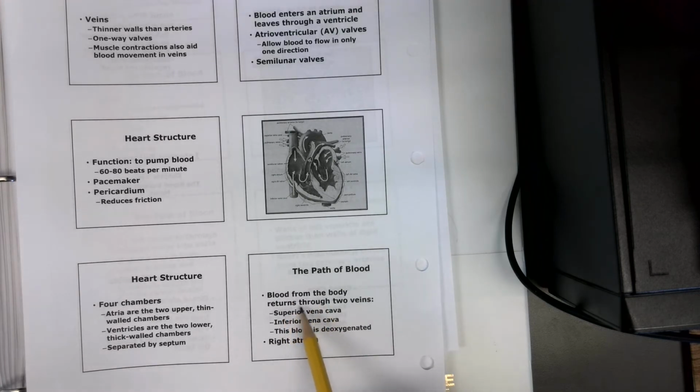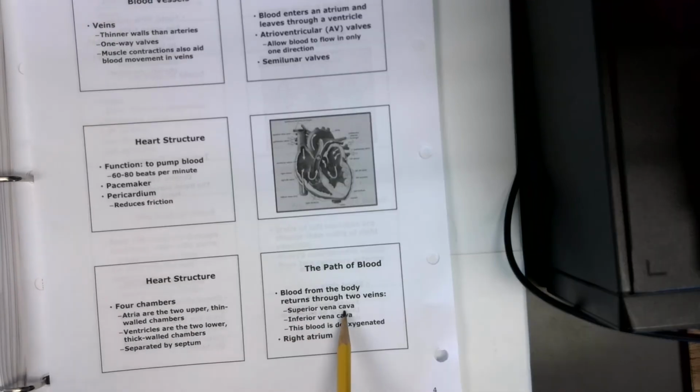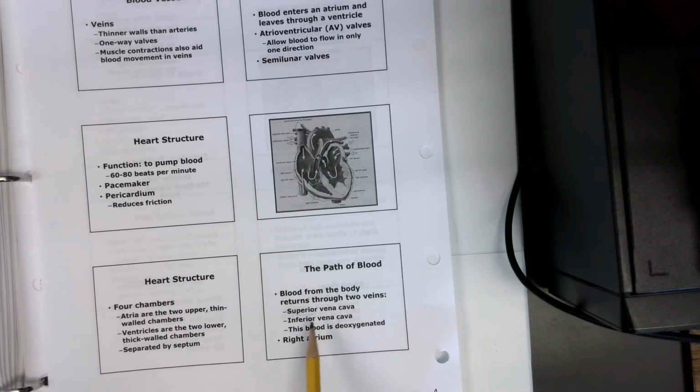Blood from the body returns through 2 veins. The superior vena cava, which comes from the top half of the body. The inferior vena cava means blood is coming from the lower half of the body. All of this blood is deoxygenated. It's been to all of the body parts. It's given off all of its oxygen. It's taken on carbon dioxide, so it's deoxygenated blood, a dark maroonish red color.